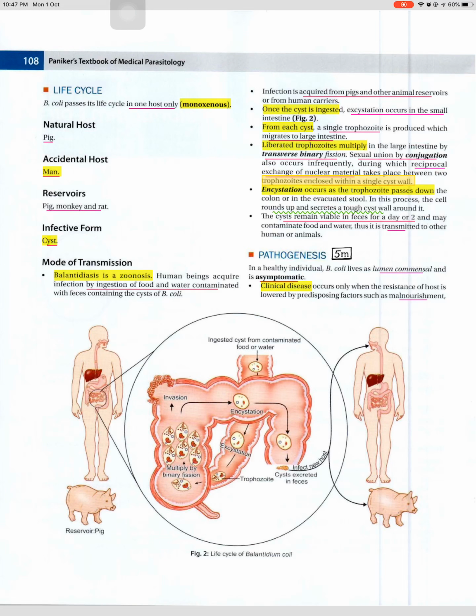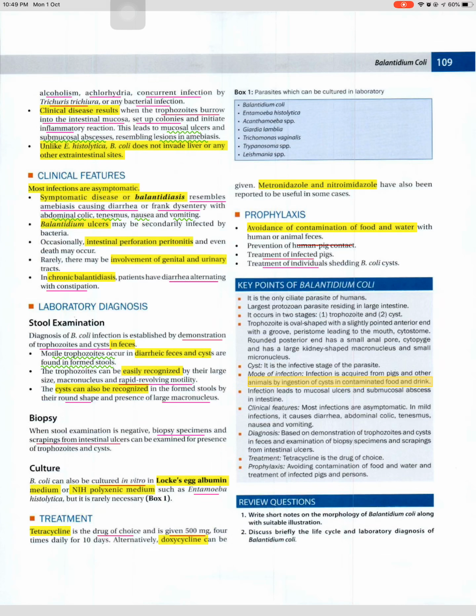Mode of infection. Infection is acquired from pigs and other animals by ingestion of cysts in contaminated food and drink. Infection leads to mucosal ulcers and submucosal abscess in intestine. Clinical features. Most infections are asymptomatic. In mild infections, it causes diarrhea, abdominal colic, tenesmus, nausea and vomiting. Diagnosis. Based on demonstration of trophozoites and cysts in feces and examination of biopsy specimens and scrapings from intestinal ulcers. Treatment. Tetracycline is the drug of choice. Prophylaxis. Avoiding contamination of food and water and treatment of infected pigs and persons.